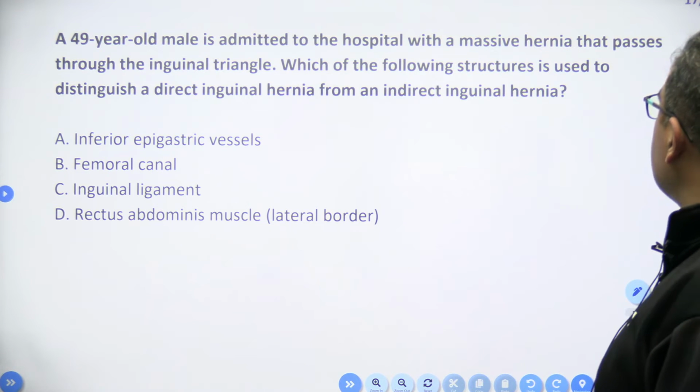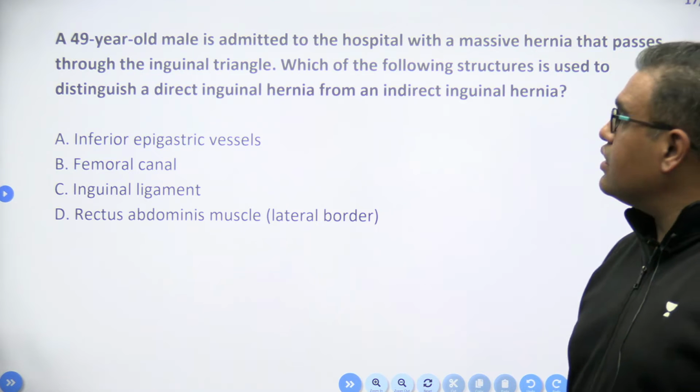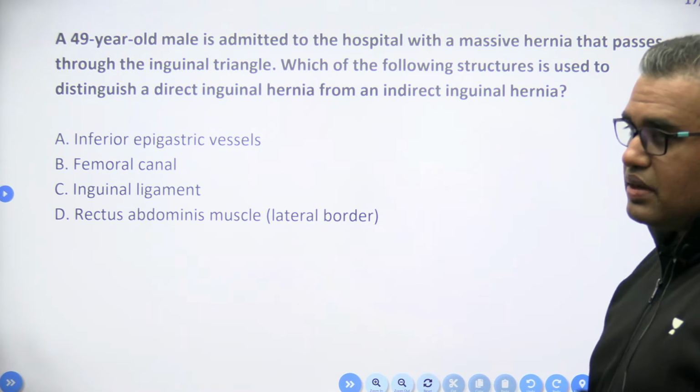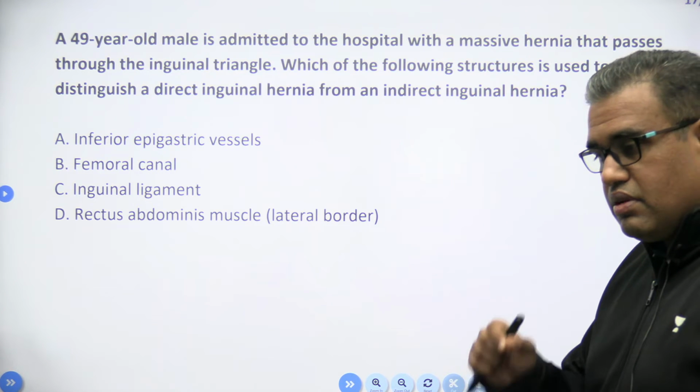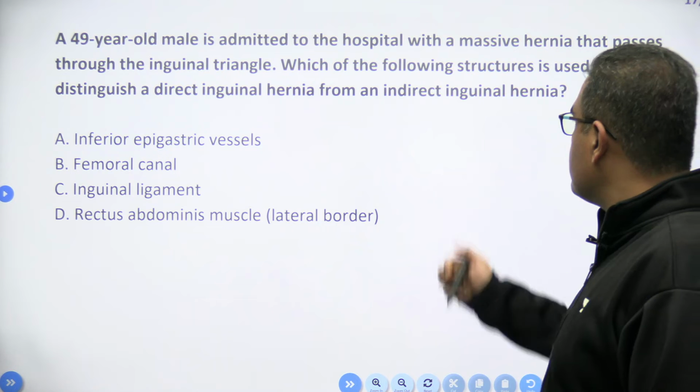A 49-year-old is admitted to the hospital with a massive hernia that passes through the inguinal triangle. What is the inguinal triangle? Hesselbach's triangle. Which structure is used to distinguish a direct from an indirect hernia? This is a basic question, basic anatomy, basic surgery question. What differentiates the direct from the indirect hernia?